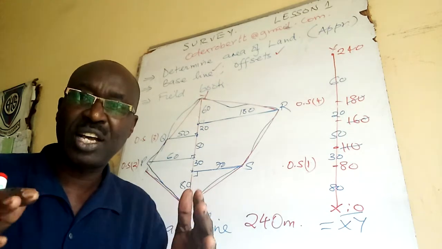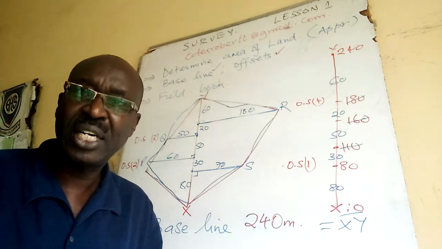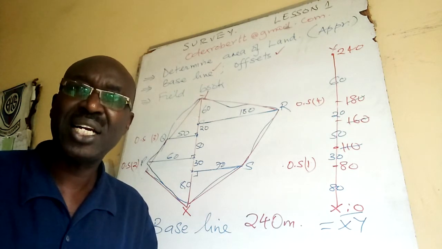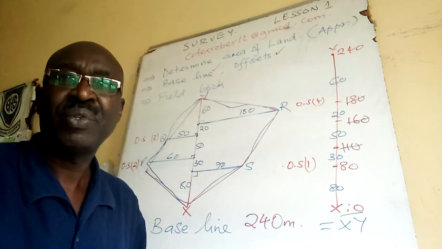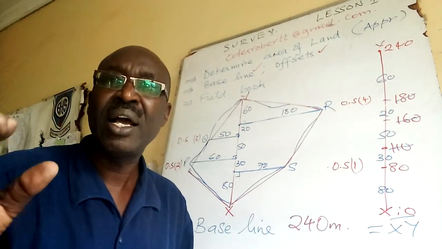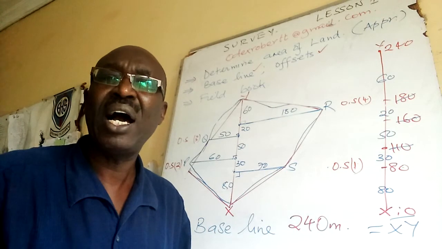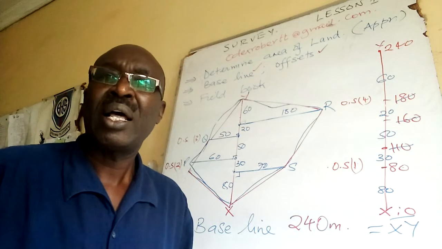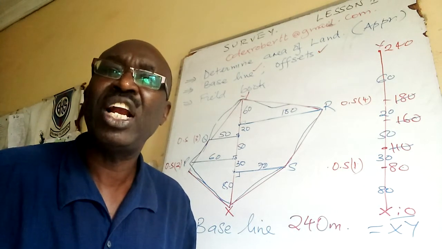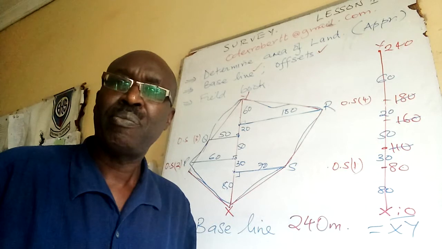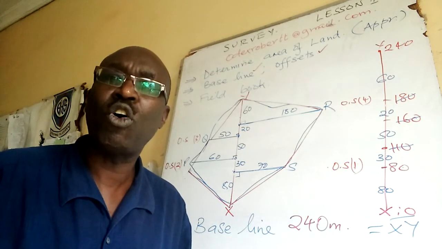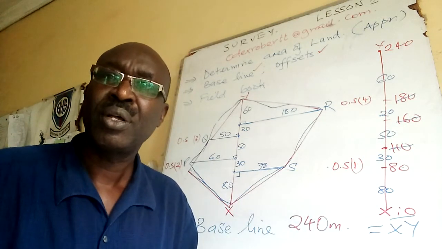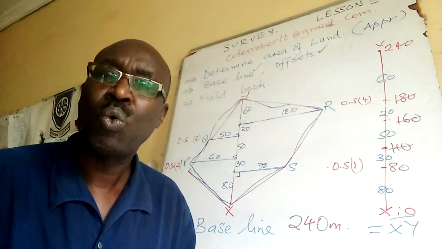I want you to know surveying is basically studying land adjudication. Land adjudication is getting area of parcels of land, pieces of land. The pieces of land are irregular in shape, but we use the formula for regular shapes to get the area of those pieces. Then the question comes, how?